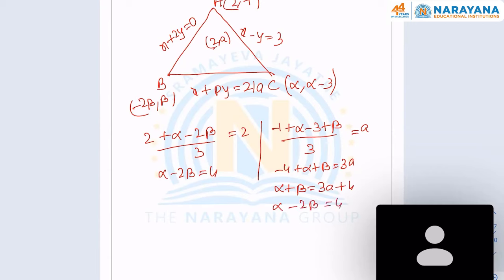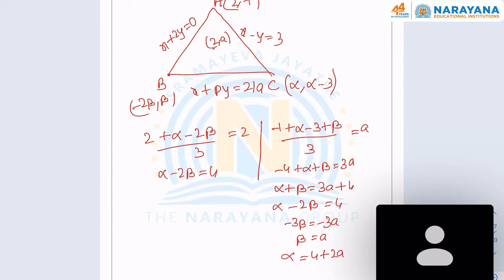Now I will subtract these two equations. You will get beta minus, minus 2 beta, that is 3 beta, is equal to 3a minus... so beta is equal to a, and alpha is equal to 4 plus 2 beta. So it is equal to 4 plus 2a.